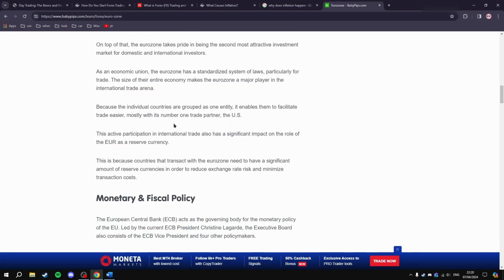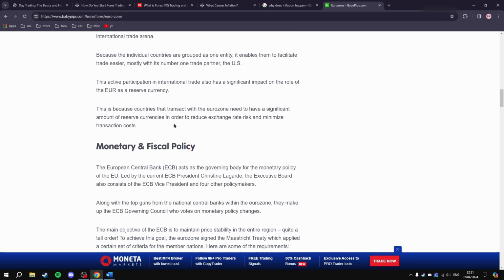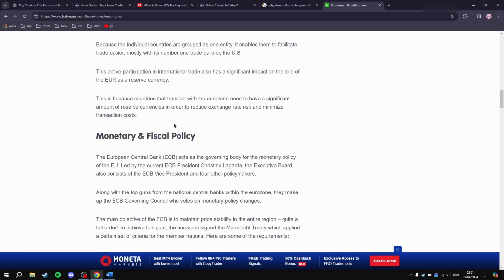On top of that, the Eurozone takes pride in being the second most attractive investment market for domestic and international investors. As an economic union, the Eurozone has a standardized system of laws, particularly for trade. The size of their entire economy makes the Eurozone a major player in the international trade arena. Because the individual countries are grouped as one entity, it enables them to facilitate trade easier, mostly with its number one trade partner, the US.